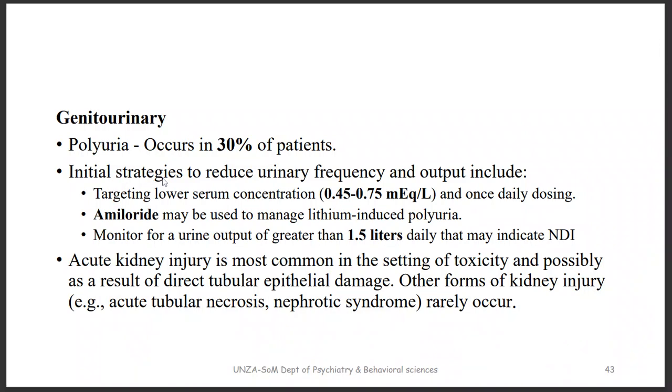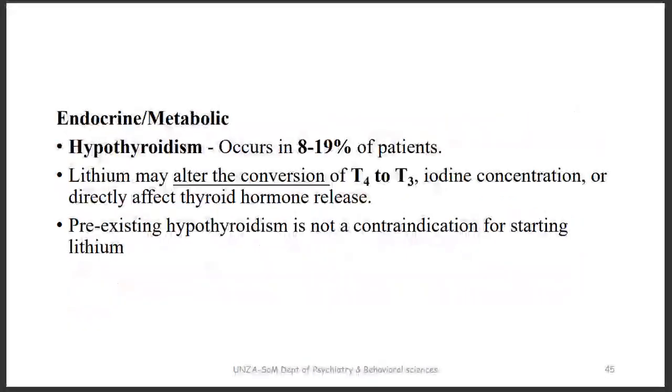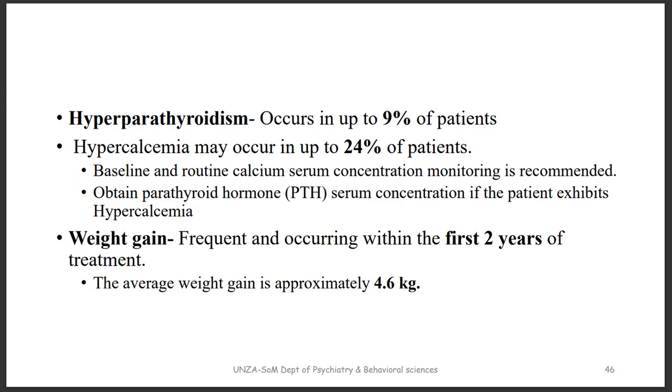So the initial strategy is to reduce urinary frequency and output. Because you don't want to stop lithium simply because someone is urinating too much. So you can simply give a drug that will reduce the urination, and that drug is amiloride. Please take note of that. Amiloride. It can cause hypothyroidism, but it can as well cause hyperthyroidism, depending on the case.